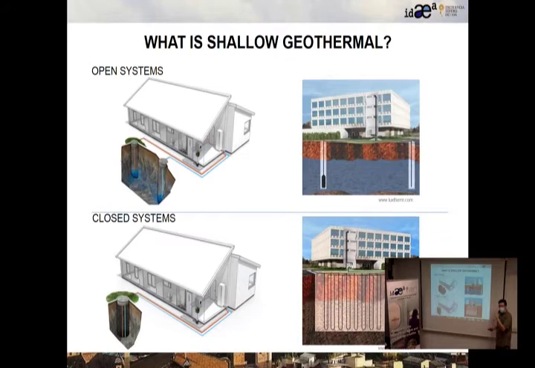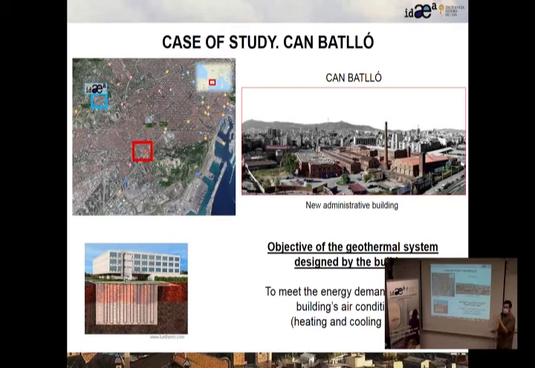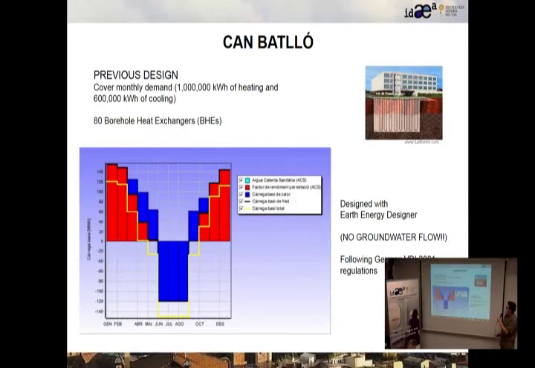And we addressed one of these installations in Barcelona that is close to Spain Square. They are building a new administrative building, and the objective of the design is to meet the energy demand of this building using this closed system of geothermal energy. So the previous design, when they made the project, is to cover the monthly demand with 80 borehole heat exchangers, with this cycle along the year. It's common to use software that doesn't take into account the groundwater flow. This is really relevant for the exchange of energy in the subsoil.